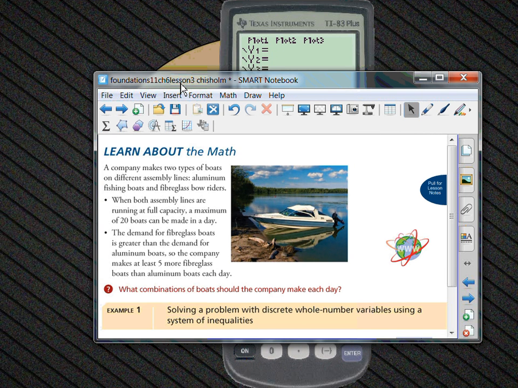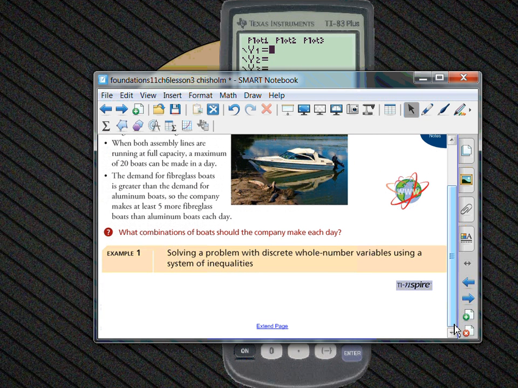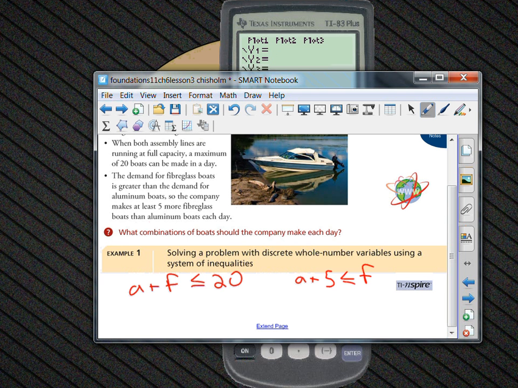So we're going to think back to our two inequalities. Now remember that one was A plus F is less than or equal to 20, while the other one was A plus 5 should be less than or equal to F. Remember now, when we go to graph these inequalities, we need to isolate y. That's the only way we can graph them on the graphing calculator. So like we did before, we're going to call A our x value and F our y value. So we'll rewrite them.